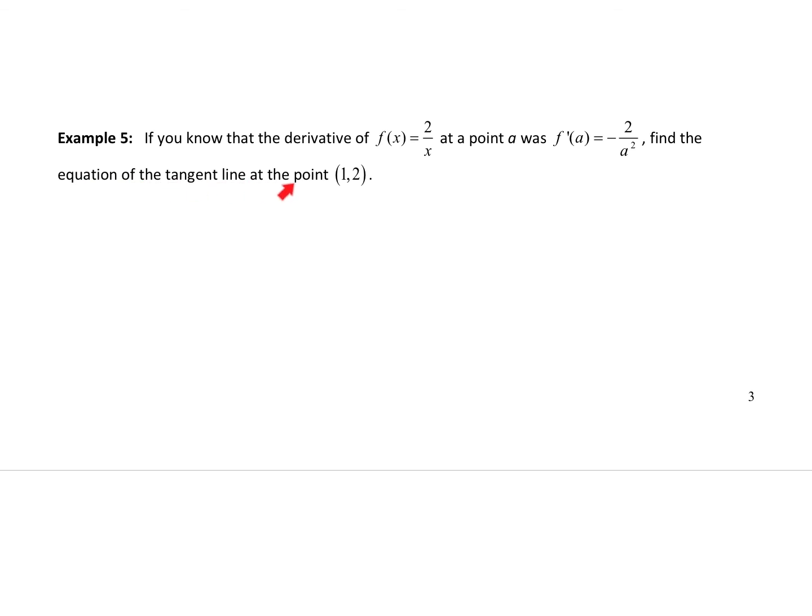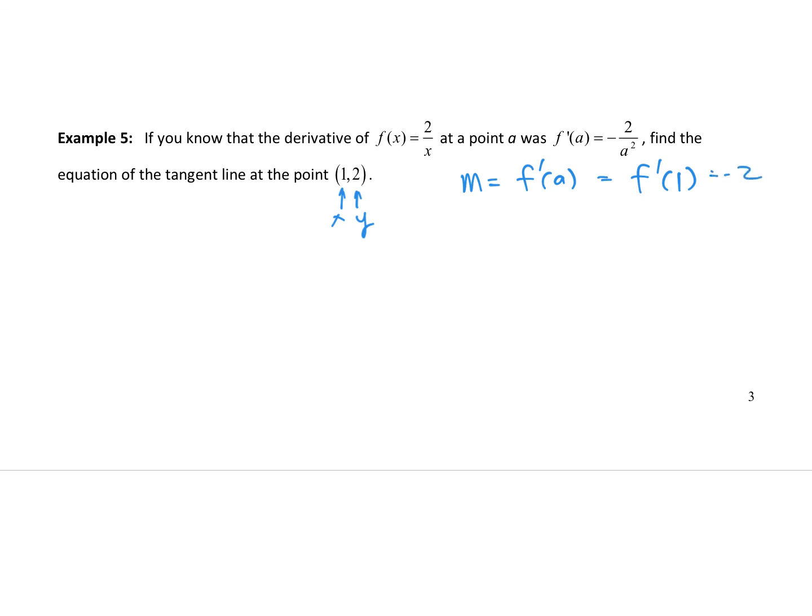Find the equation of the tangent line at point 1, 2. Again, 1 is the x value, and y equals 2 is the y value. We know the slope is just f prime of a. That means plug in the x value into the derivative. So in this case, f prime of 1. They already gave you the derivative, so I'll just plug in 1. So negative 2 over 1 squared, so it's negative 2.